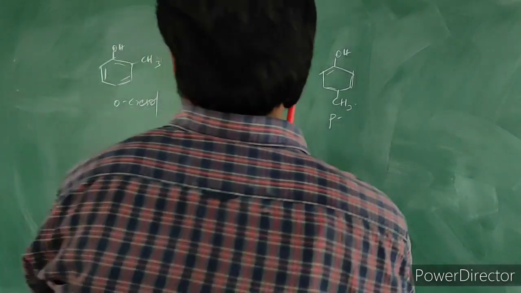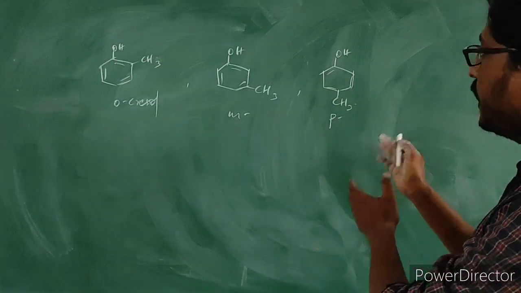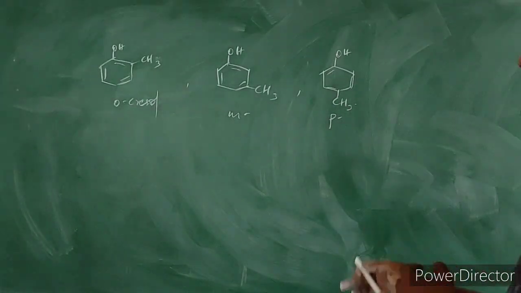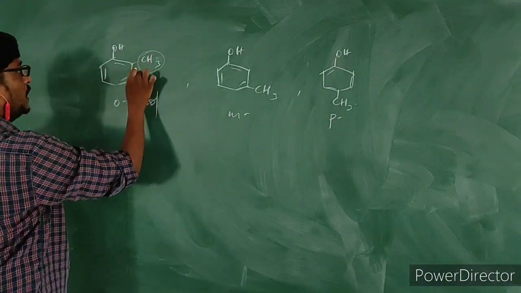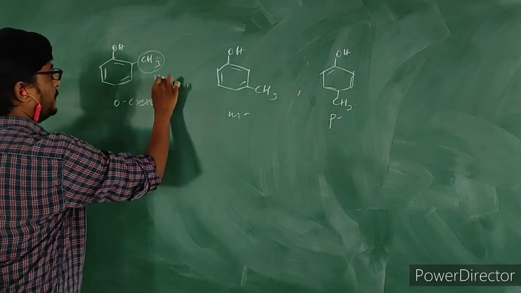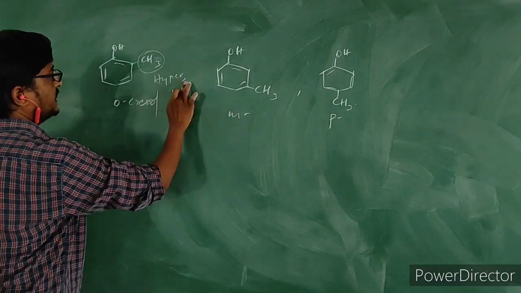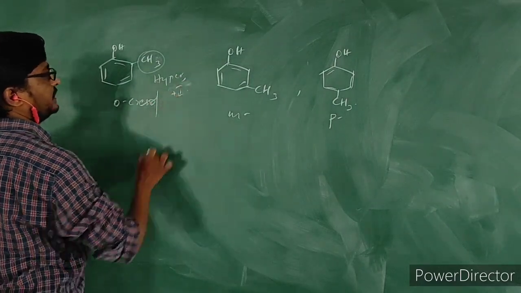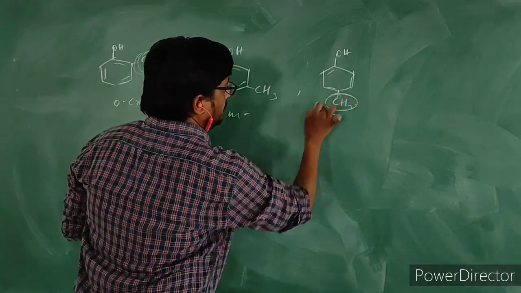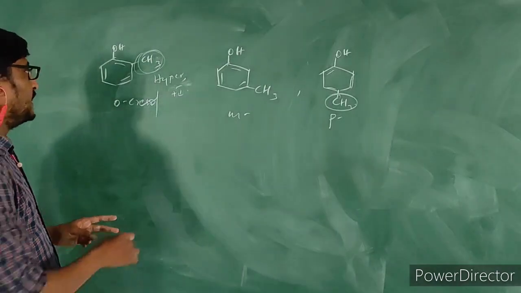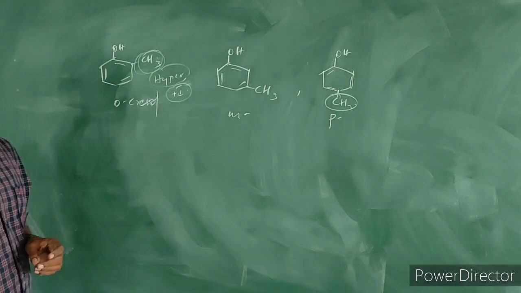Now let us compare the acidic nature in orthocresol, metacresol and paracresol. So when the methyl group is at the ortho position, it can show the hyperconjugation effect as well as the positive inductive effect. When the methyl group is at the ortho position as well as at the para position, two effects will be shown. They are nothing but the hyperconjugation effect. The next effect is nothing but the positive inductive effect.